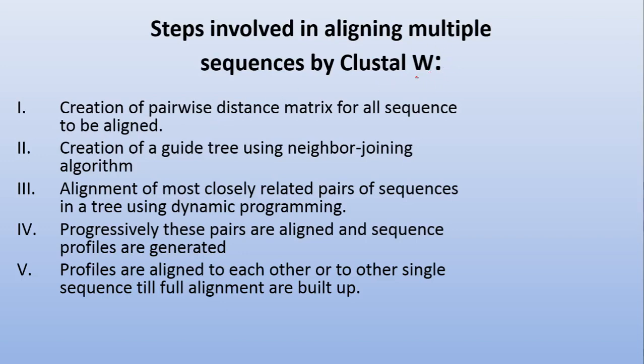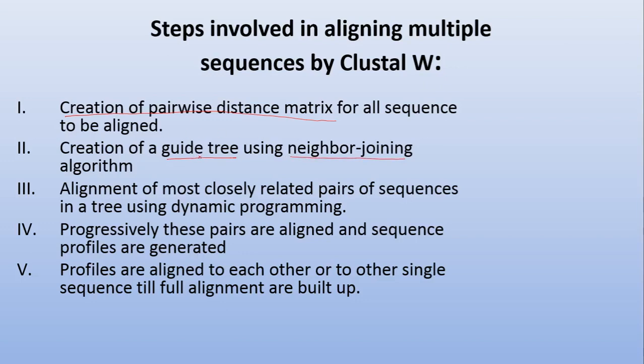So there are variants of this Clustal. You can have Clustal X, you can have ClustalW, you can have Clustal Omega, Clustal X2, so on and so forth. This W stands for weighted. So we are going to learn the typical algorithm of Clustal called ClustalW. As I have already mentioned, there are 5 steps in aligning multiple sequences using ClustalW. The first step would be creation of a pairwise distance matrix for all of the sequences that are needed to be aligned. Once you create this pairwise distance matrix, you are supposed to generate something called the guide tree. And this guide tree is supposed to be generated using a technique called the neighbor joining algorithm.